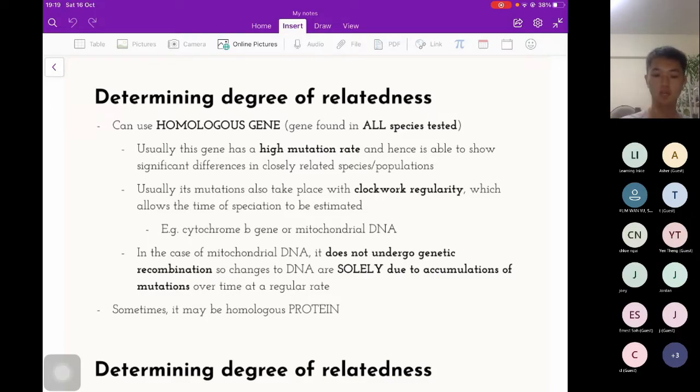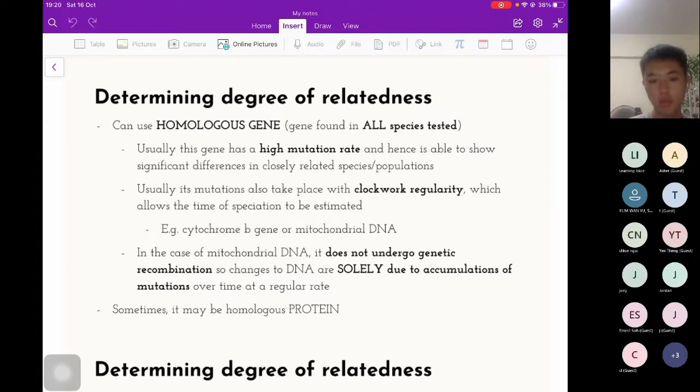An example of a homologous gene between different species is your cytochrome gene or your mitochondrial DNA. The difference between your cytochrome B gene and your mitochondrial DNA is that mitochondrial DNA does not undergo genetic recombination like your nuclear DNA. The only differences in the mitochondrial DNA of a human and the mitochondrial DNA of another species are solely due to the accumulation of mutations over time and at a regular rate, because mitochondrial DNA mutates with clockwork regularity.